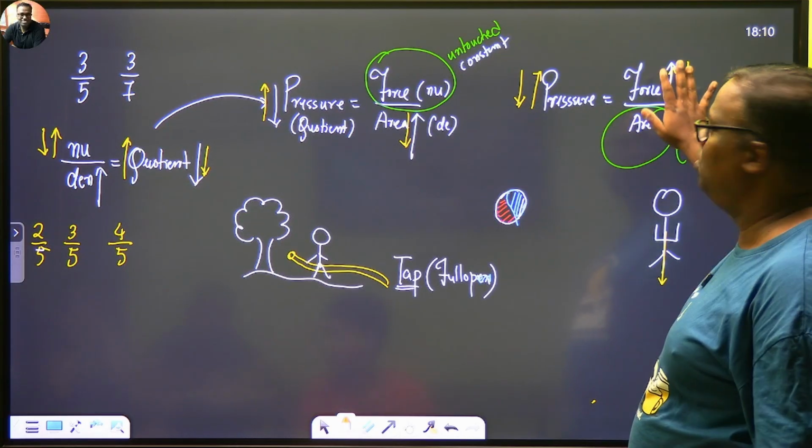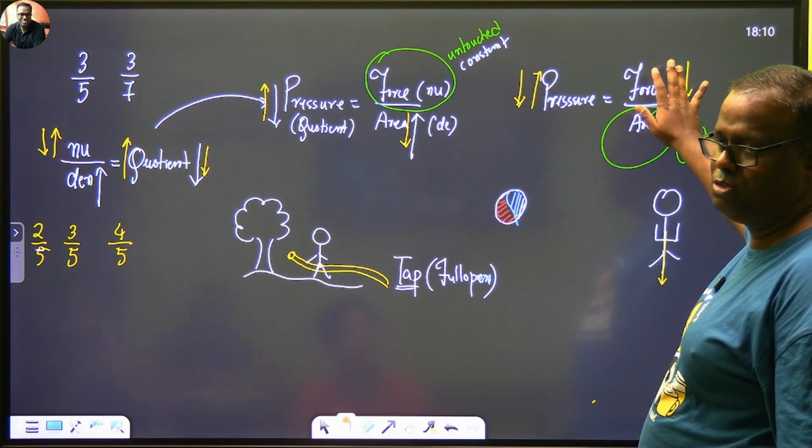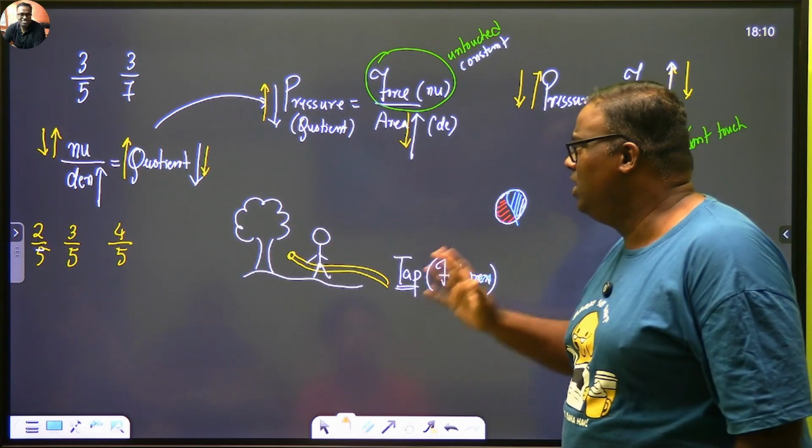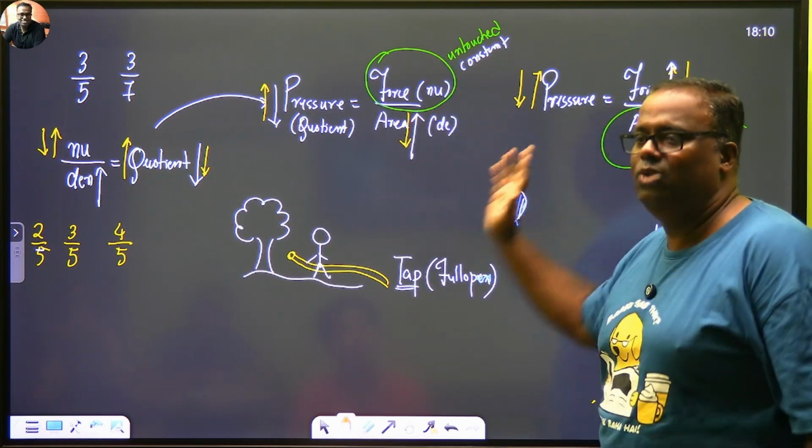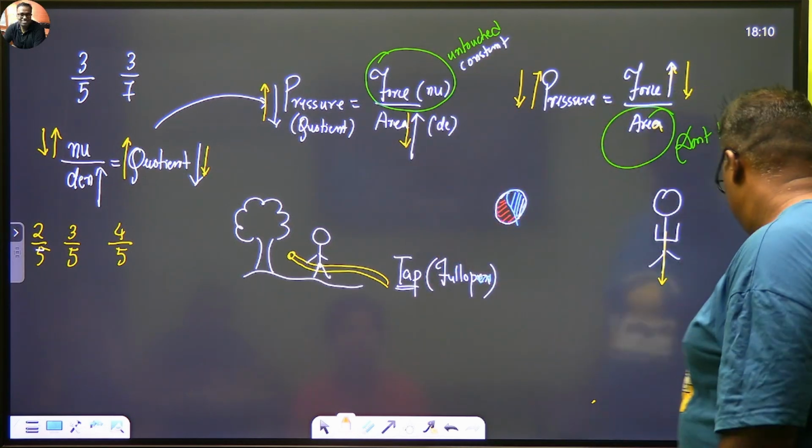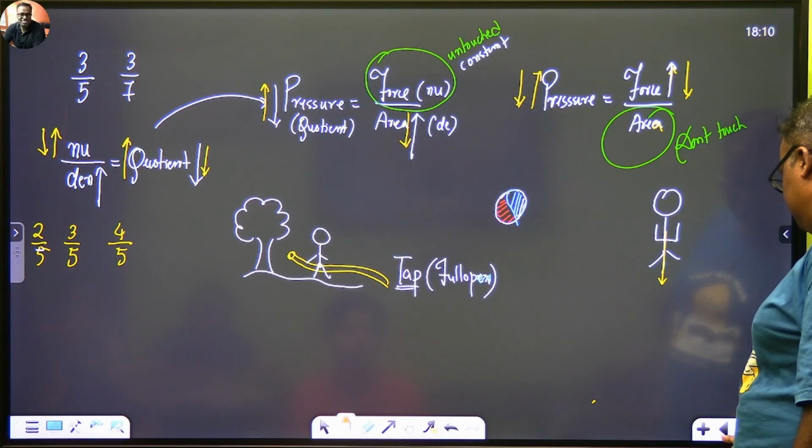So in school they may ask you a question, why are the straps of school bags wider? The straps of the school bag are wider in shape to cater to more area, so that the pressure gets reduced, because pressure is inversely proportional to area, or we can say if area increases, pressure decreases, right?